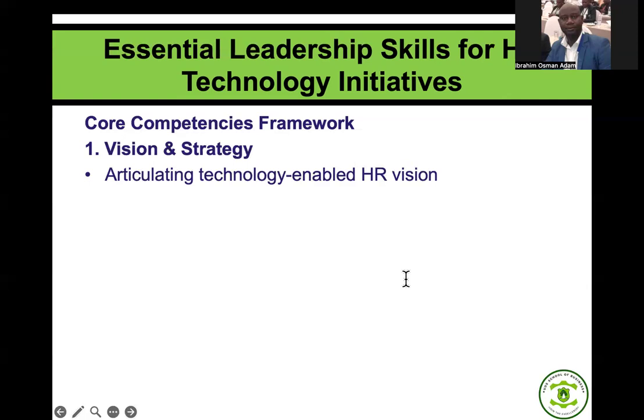If you are not able to articulate your technology-enabled vision properly, the employees in the organization will see the technology as coming to replace them. And if the technology is coming to replace them, what will they do? They will resist it. And if they resist it, the implementation of the technology will what? It will fail.